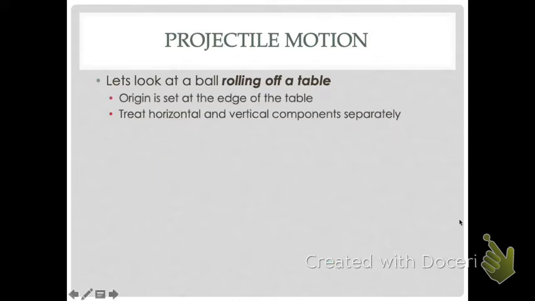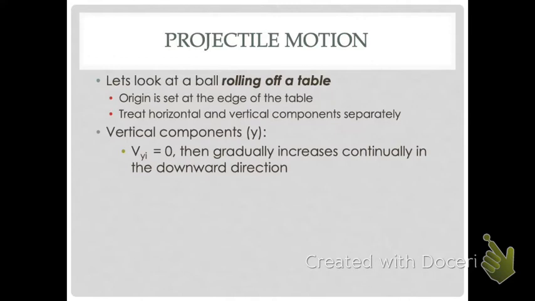We're going to treat our horizontal and vertical components separately. So if I look at this image again of the ball rolling off the table, our vertical component for v_y,i is zero. So let's walk through this. What would v_y,i stand for? v_y,i. What would that stand for?